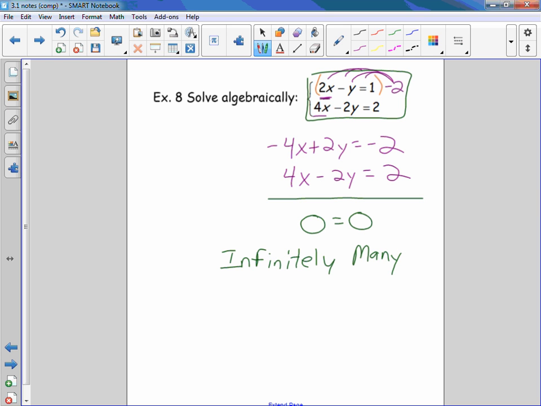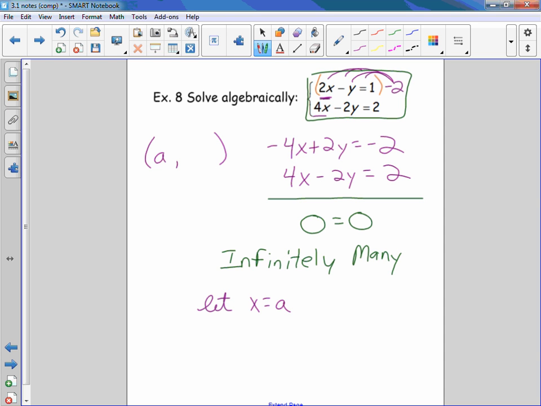So what we can do to be a little bit more specific is to let x equal a. If I let x equal a, what that will allow me to do is now solve for y, and you can pick either one of the equations.